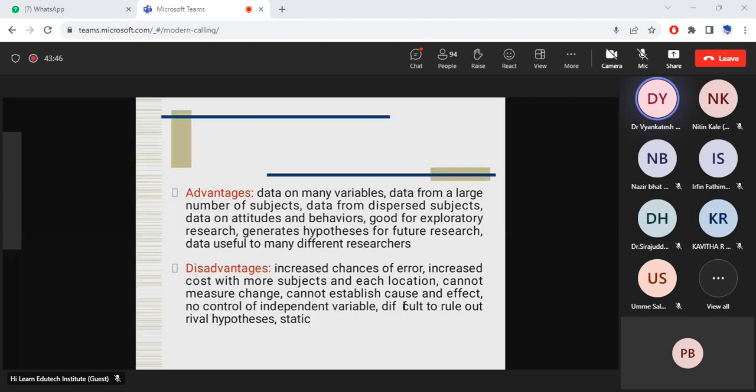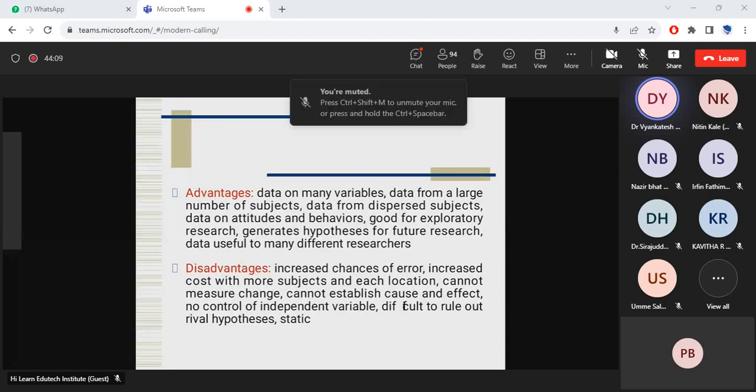So both of these things depend upon whatever data you are going to be reading. If you have a large amount of statistical data, that makes sense. If you have behavior data, that makes sense. If you are doing good exploratory research, that makes sense. It generates hypotheses and research data, and the data is useful to many different researchers.